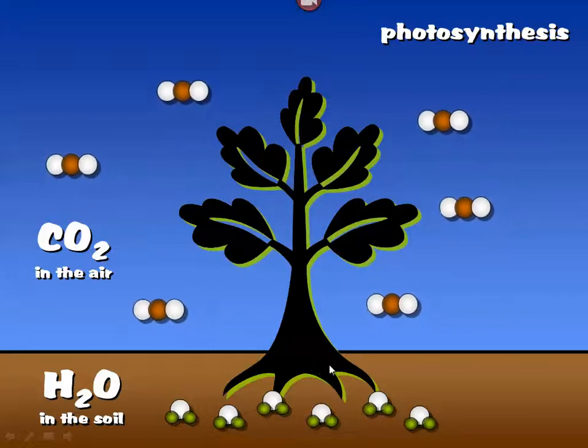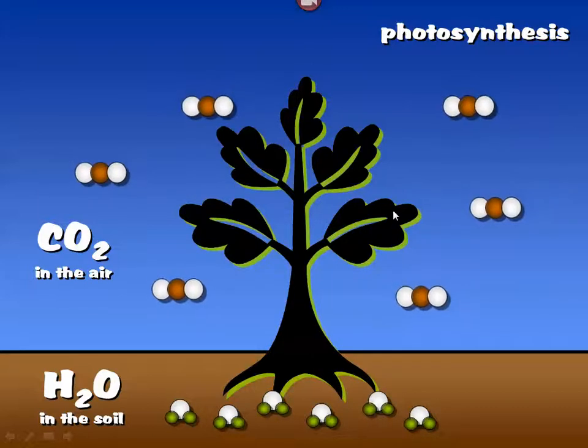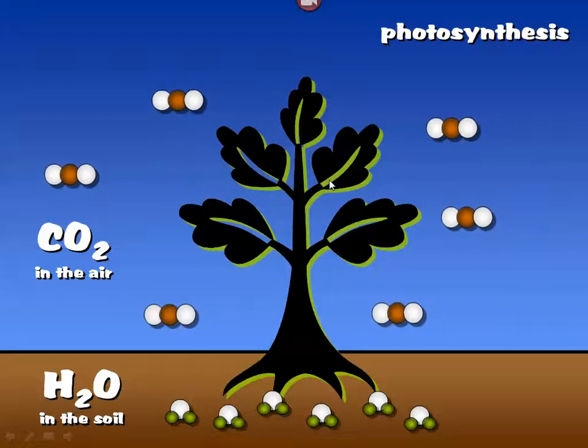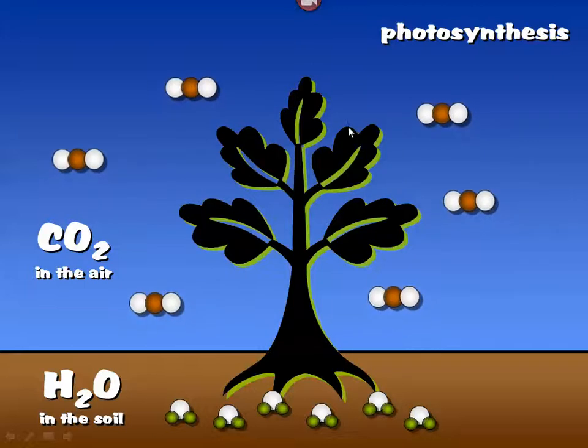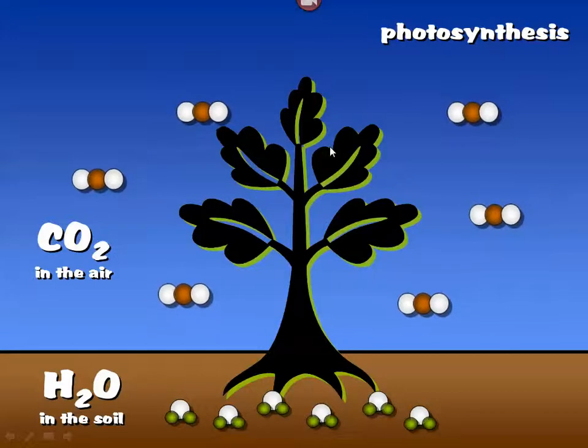Well, it doesn't happen in the roots, because that's underground. It wouldn't get much sunlight. It happens in the leaves of a tree, and particularly in the green parts in the cell called the chloroplasts, which contain that substance called chlorophyll, which makes them green.